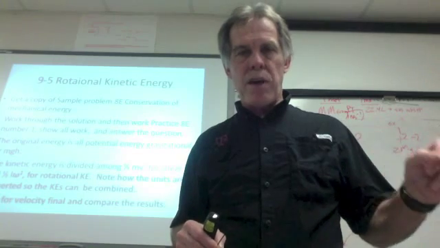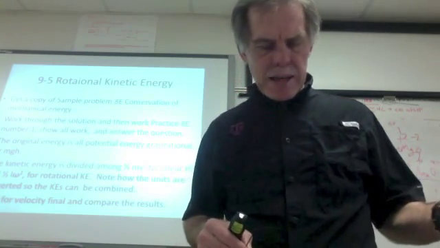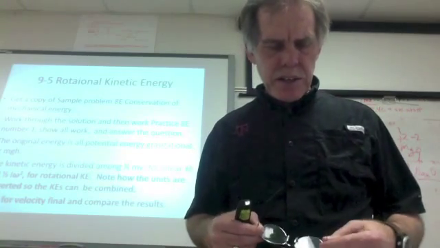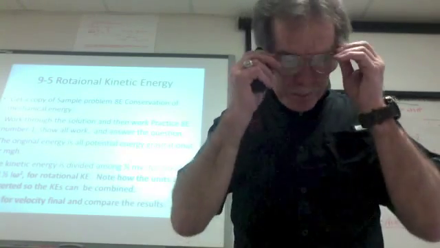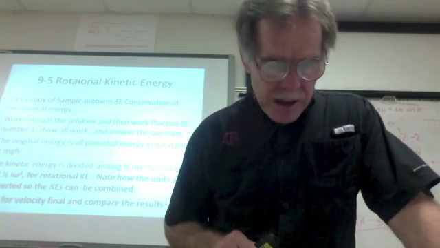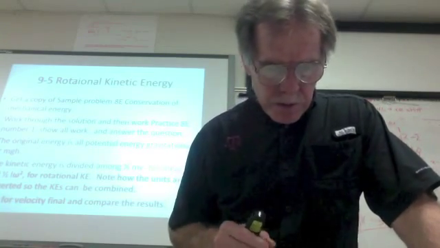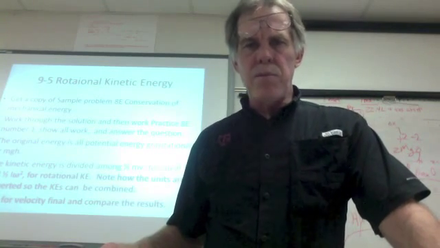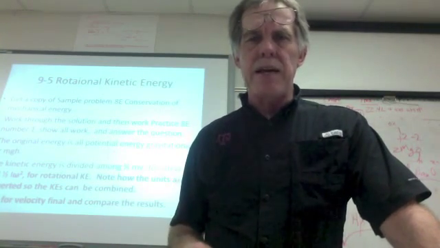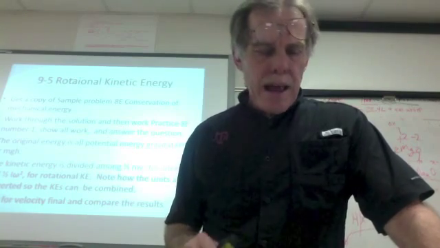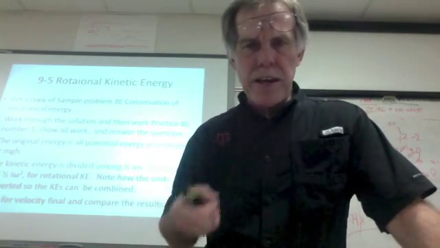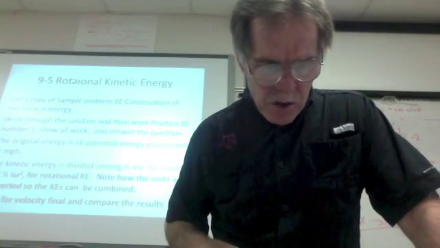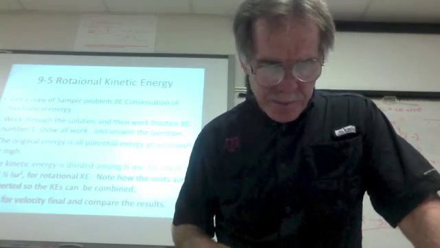So we start out with everything in mgh. You know the mass, you know g is 9.81 meters per second squared, and you know h is the height of 2 meters. On the other side, we have several things going. We've got the wheel moving in a linear movement, kinetic energy, KE equals 1/2 mv squared, and we also have rotational kinetic energy, which is 1/2 I omega final squared.